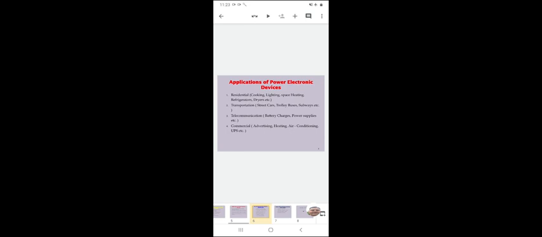Next power electronics devices, reverse conducting thyristors. Next, SITH, static induction thyristors. Next, SCS, silicon control switch. This is the list of power electronics devices or Thyristor family devices. The most important Thyristor family device is the silicon control rectifier.